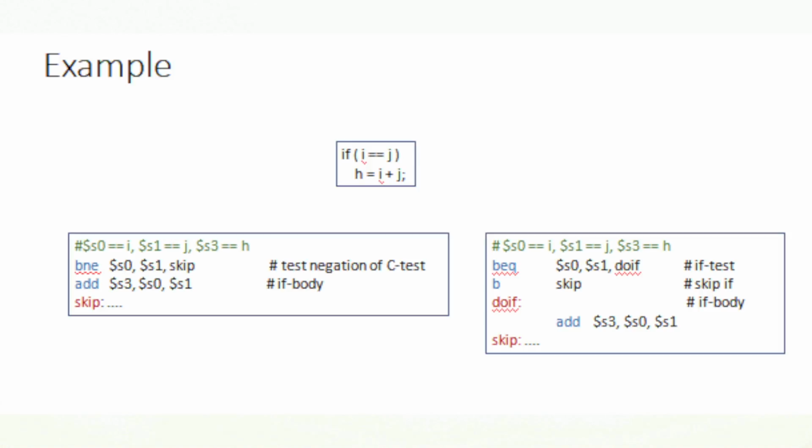If S0 and S1 are equal to each other, then it will automatically jump to the branch do_if, and it will add S0 and S1, and store the value in S3. And if S0 and S1 are not equal, then it will go to the next instruction B, and it will jump to branch skip.